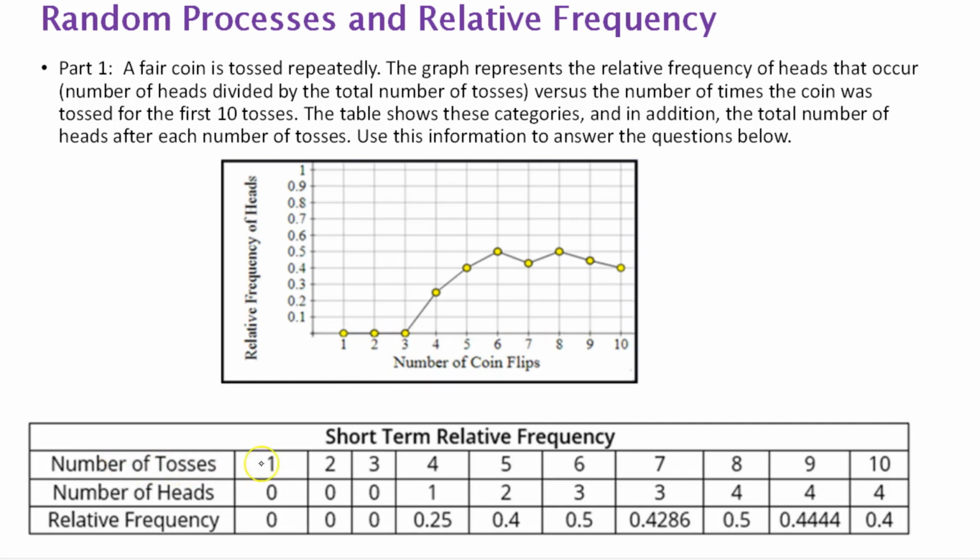So we have the number of tosses and the number of heads. Like I said, the first 3 tosses were all tails. Then we got a head, then another head, another head. Looks like we got a tail here, another head, and then these 2 were tails. And the relative frequency is just the number of heads divided by the number of tosses. So let's look at the first question.